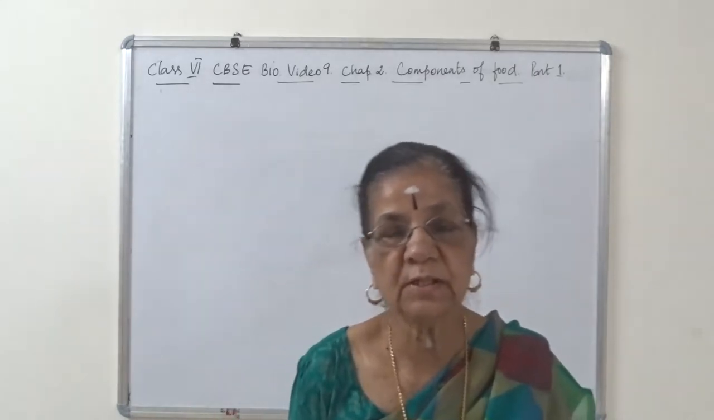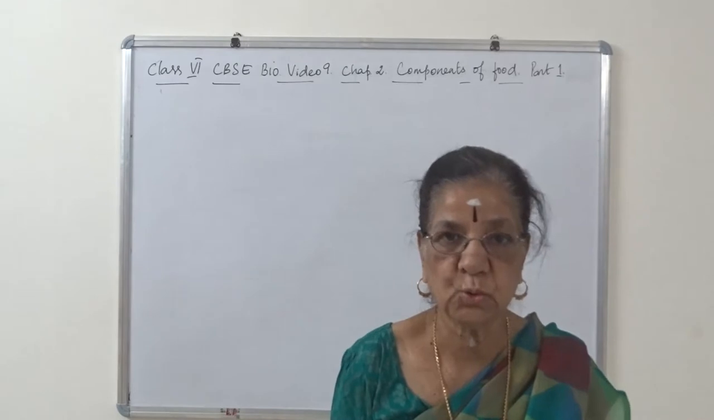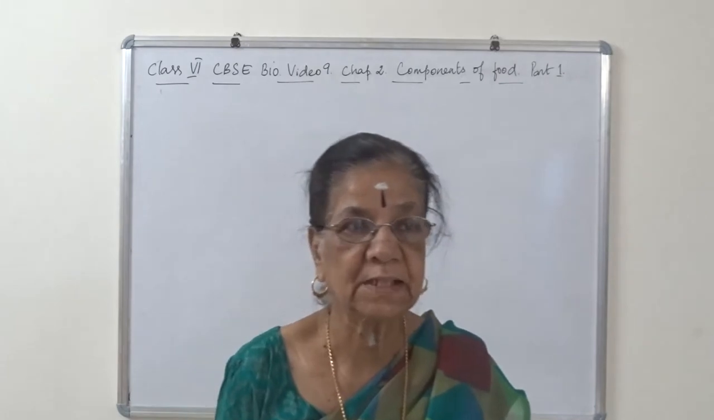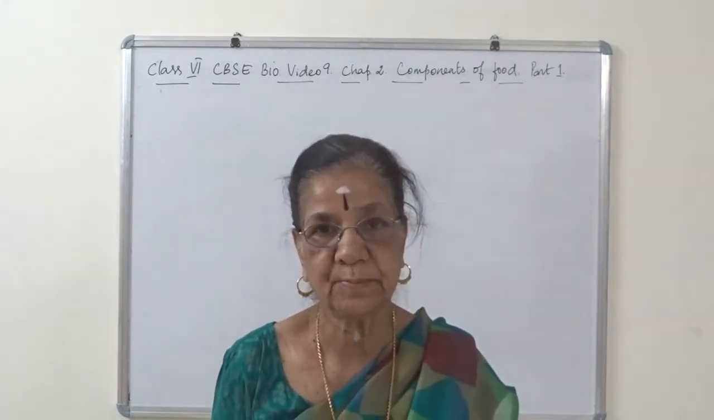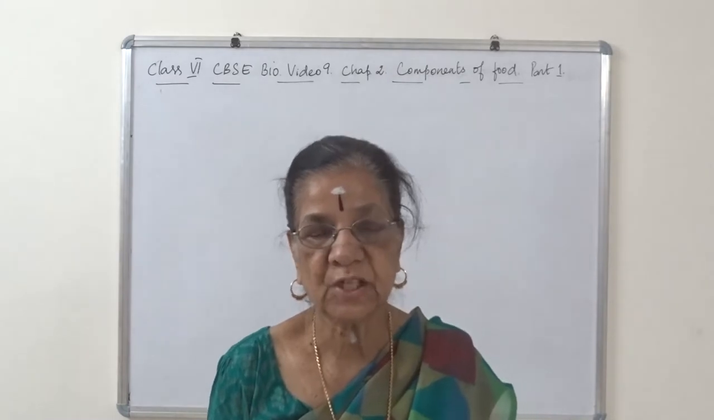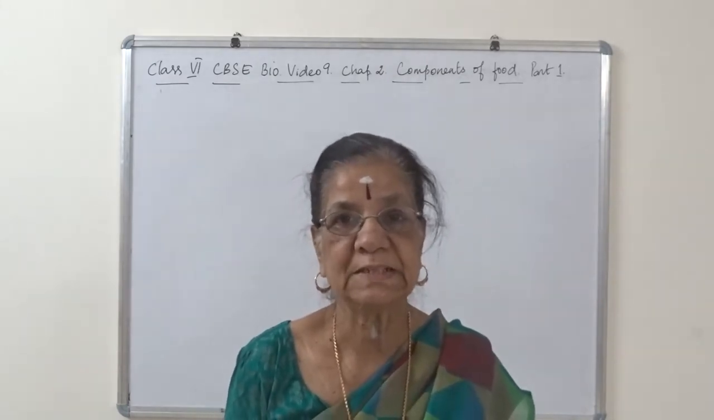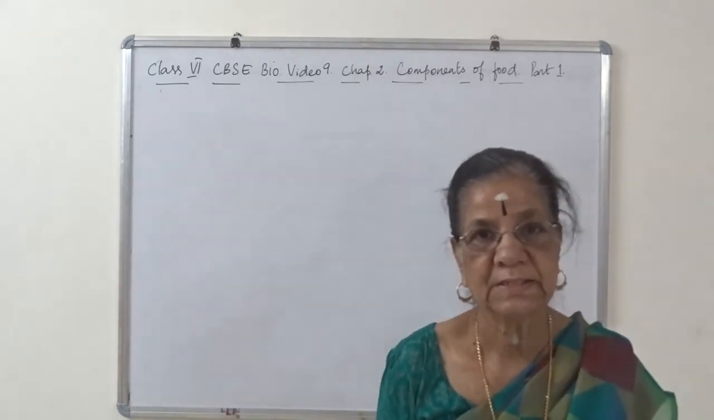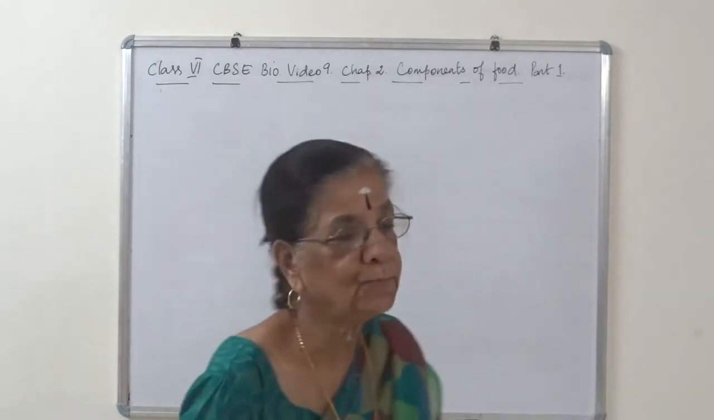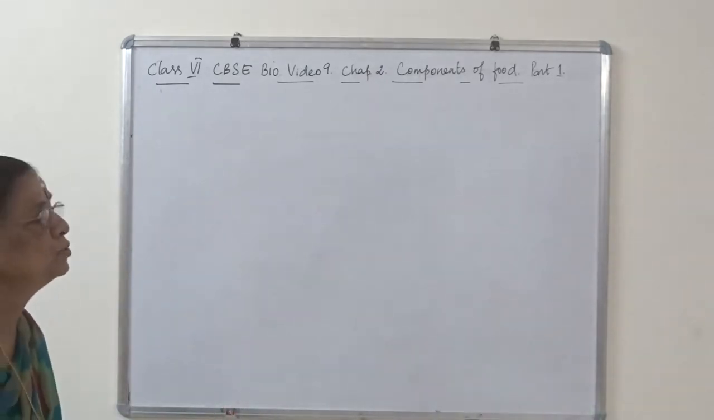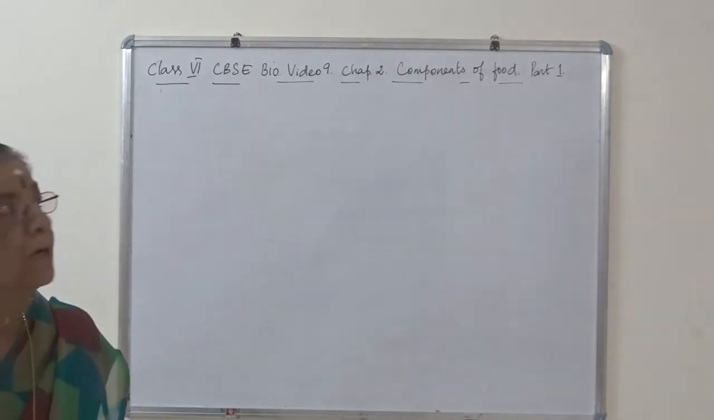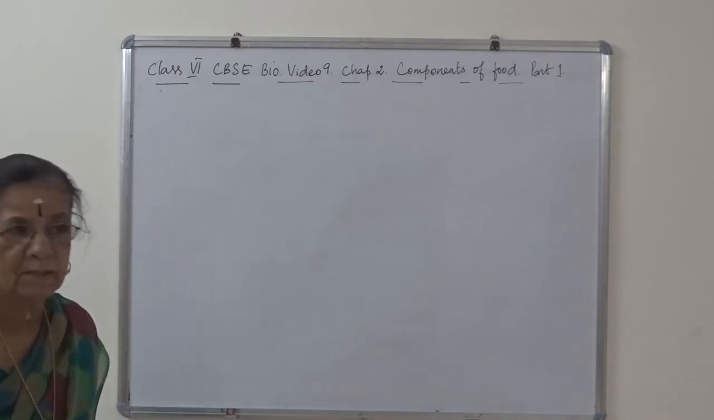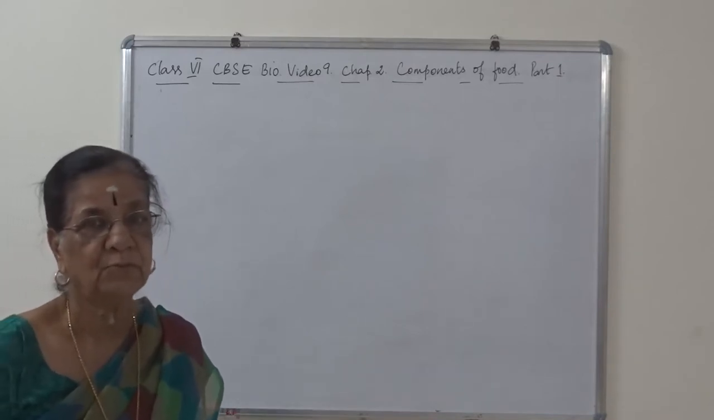And today we are going to do chapter 2, components of food. First lesson we have learned as food, where does it come from? And another lesson we have learned chapter 7, getting to know plants. I hope you have received all these videos. You have understood also, is it not? And today we are going to do chapter 2, components of food, part 1. Okay, and this is video number 9. I hope you are following.